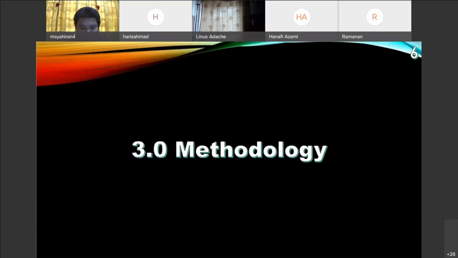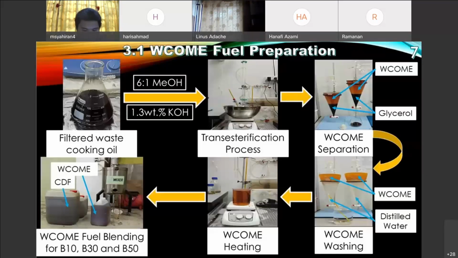Next, I will briefly explain the process of this research. In this graphical flow chart, the waste cooking oil from various vegetable oil sources was filtered and mixed with methanol and ethanol at a 6:1 molar ratio and 1.3% weightage of potassium hydroxide, KOH. The mixture was poured inside the glass reactor, stirred and heated at constant temperature for 1 hour.